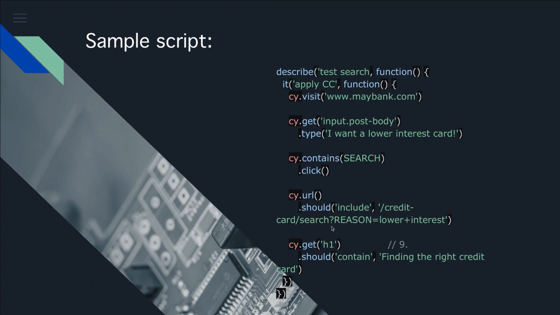So here the should is an assertion, an inbuilt assertion that comes with Cypress. So we don't need to add Chai or Sinon or other extra separate libraries. It comes with pre-built assertions. So here we can include the assertion and check whether the path exists or not. And with cy.get, we can verify the header, and should contain find the right credit card. This is a sample script of Cypress, which is very easy to understand, easy to maintain, and anyone can understand it. Non-technical people also find it easy to understand.